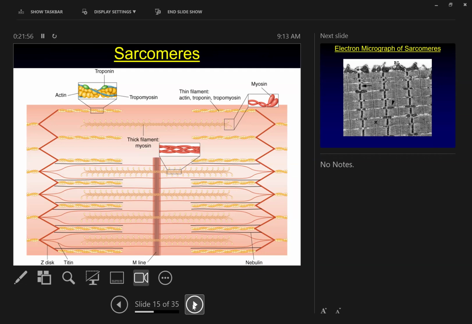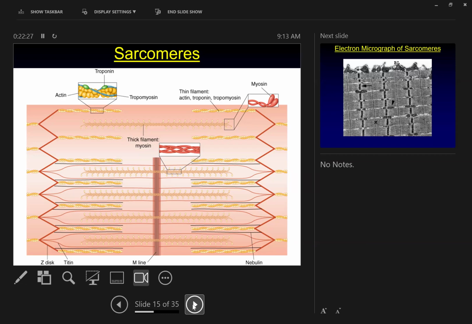The real action, the real functional piece though, is going to be the sarcomeres that get stacked end to end to end to end and make up a myofiber. So here's one sarcomere, okay? The edge of the sarcomere here and here is called the Z line. So the borders of a sarcomere are called Z lines. I do want you all to know that, okay?